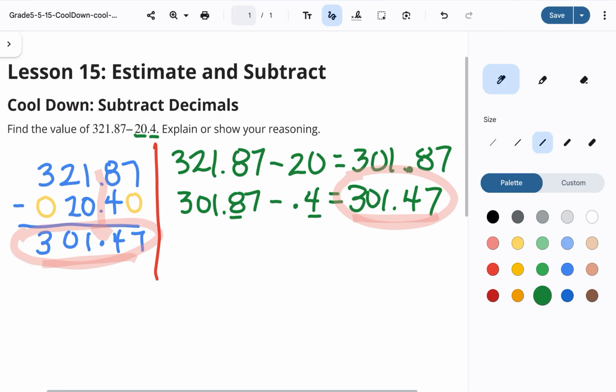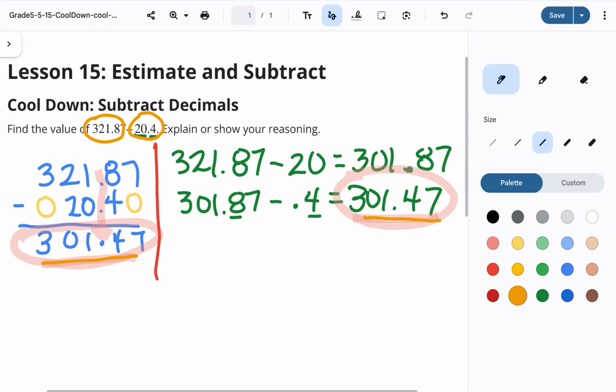So boys and girls, we have finished up our lesson 15 cool down. We've shown it two different ways, which you did not have to do, but it's good for our brain to try something new. The last thing that I want to point out, since in this particular lesson, we also talked about estimating, ask yourself if 301 and 47 hundredths, is that a reasonable answer?